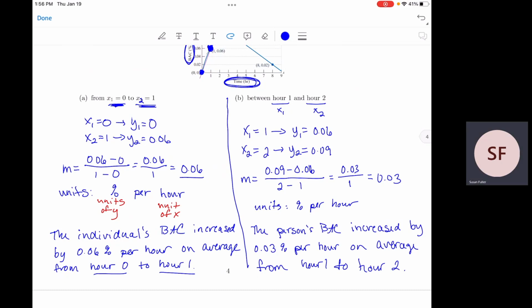All right, that is average rate of change. It's just the slope formula. And if you have to interpret what you get out of that, use units to help you. I think they're very helpful in figuring out what those numbers mean.